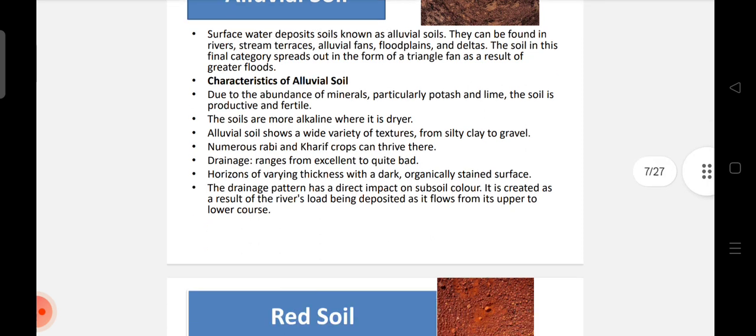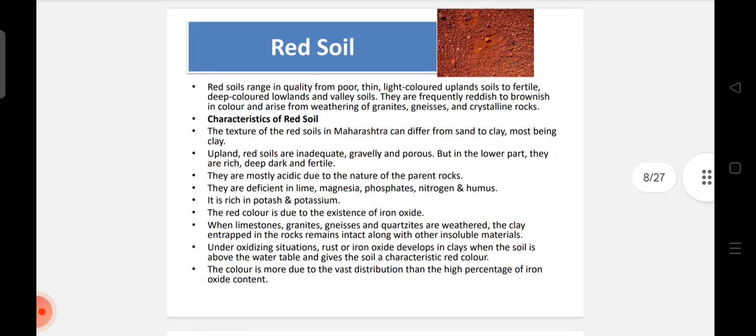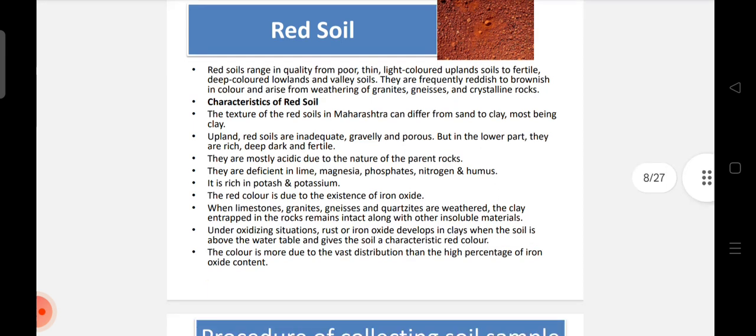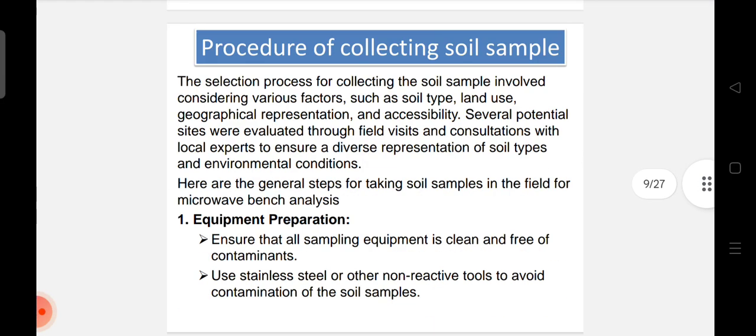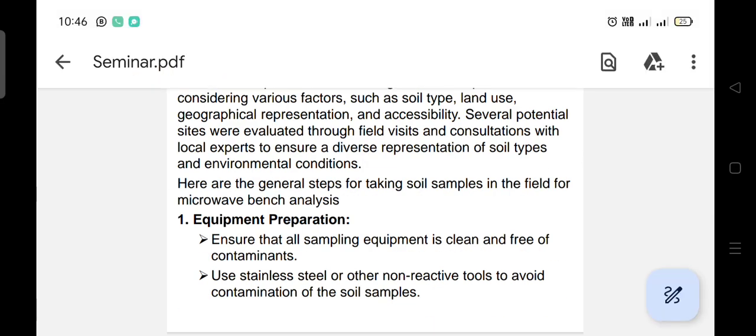Then red soil. Red soil is common all over Maharashtra. Red soil ranges in quality from poor, thin, light colored, unplanted soil to fertile. The texture of red soil in Maharashtra can differ from sand to clay, most being clay. And it contains potash and potassium. Procedure for soil sampling.